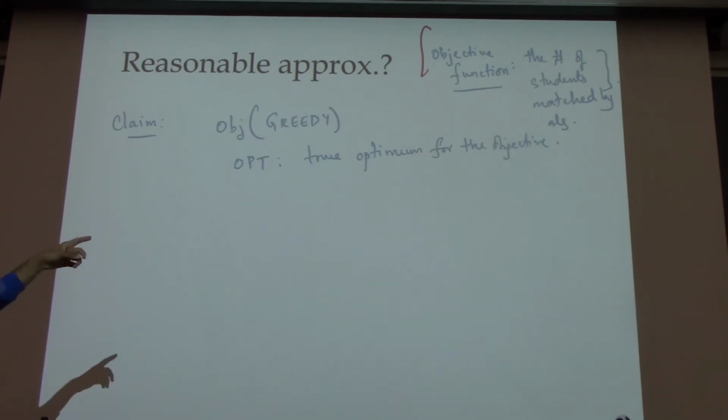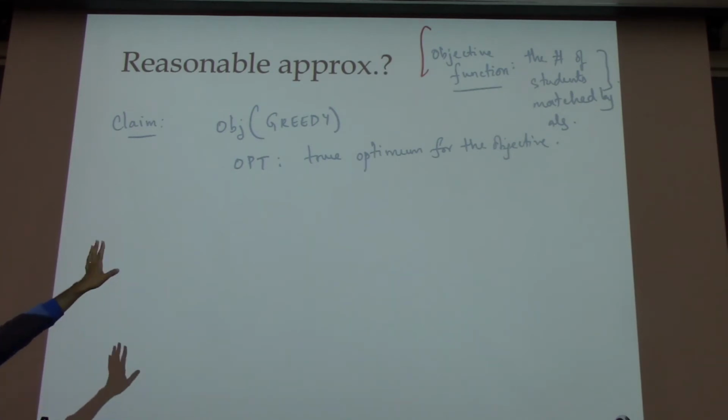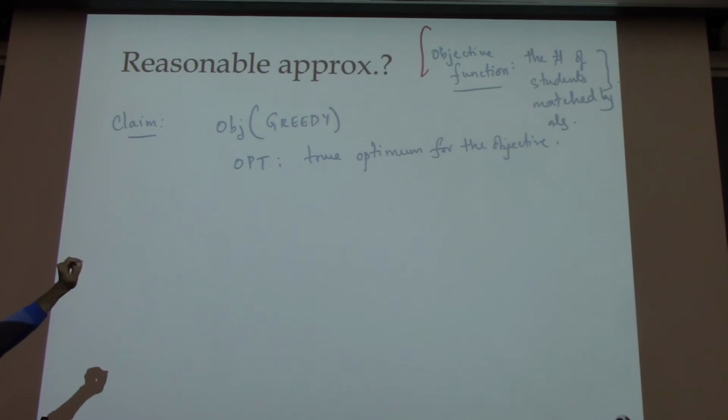So the true optimum is the maximum number of students that can be matched by any algorithm. Like you could look at an exponential time algorithm that tries every possible matching, and that's the optimum. Now I want to say that the objective value of greedy is not much worse than the optimum, right?